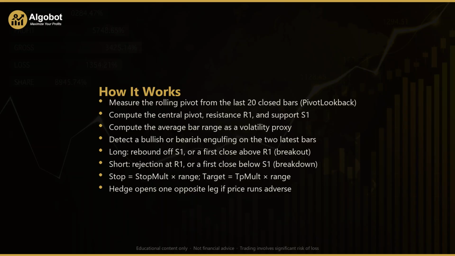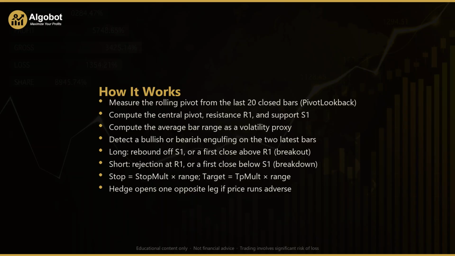Now comes the decision. The strategy looks for a long entry in two situations. The first is a rebound, a bullish engulfing whose combined low dipped down to or beneath the support pivot, S1, but whose close finished back above it. That signals a rejection of support. The second is a breakout, a bullish engulfing that closes above the resistance pivot, R1, for the first time. The short side is a perfect mirror. A bearish engulfing that pokes up to or above R1 and closes back below it signals a rejection of resistance, while a bearish engulfing that closes below S1 signals a downside break.